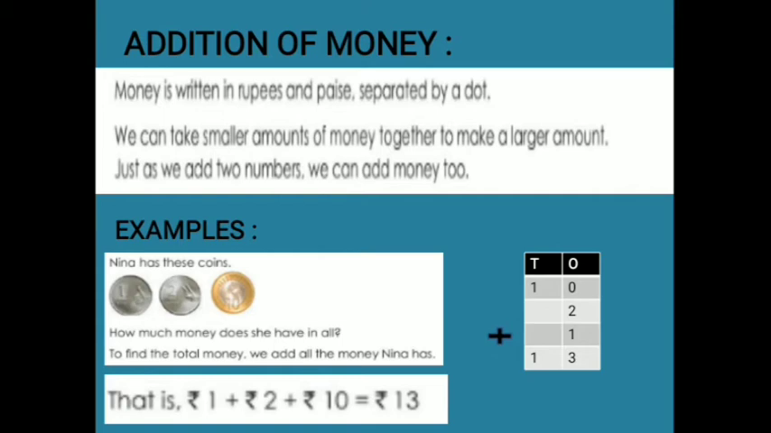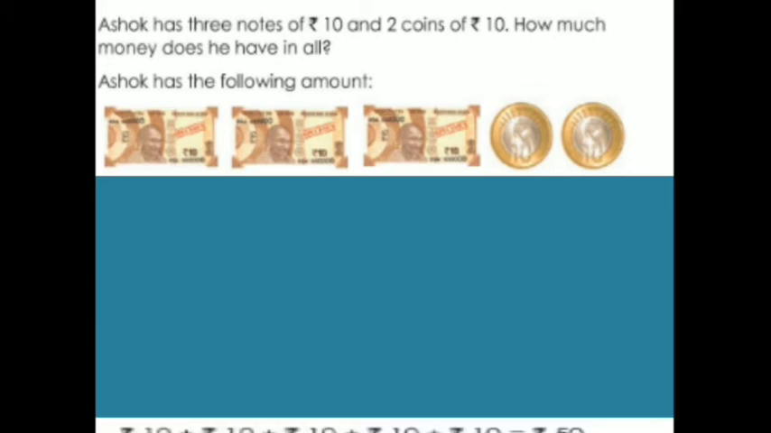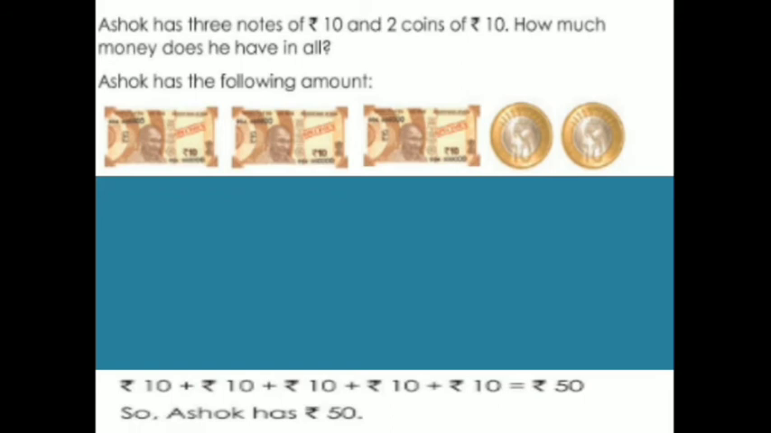Here we'll see one more example. Ashok has 3 notes of 10 rupees and 2 coins of 10 rupees. How much money does he have in all? So he has 10 rupees, 3 notes and 2 coins of 10 rupees. So 10 plus 10 plus 10 plus 10 plus 10 is equal to 50.